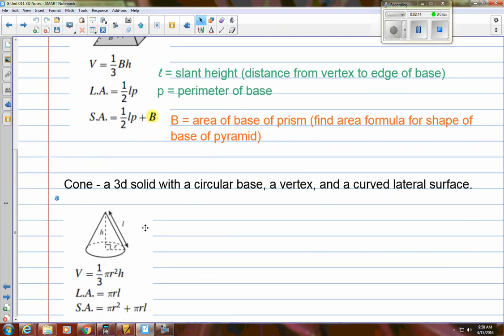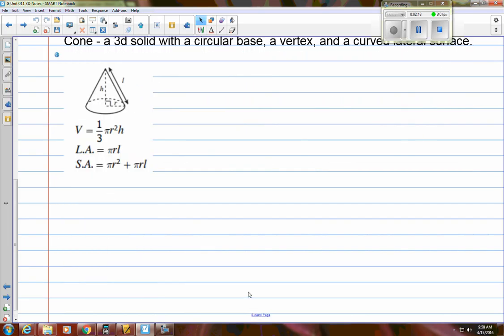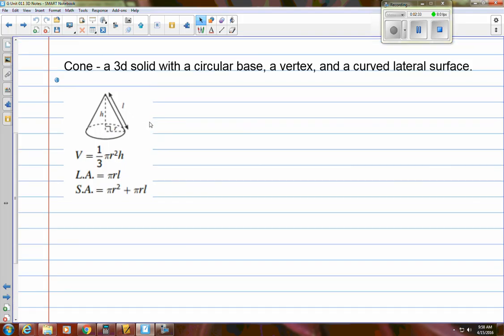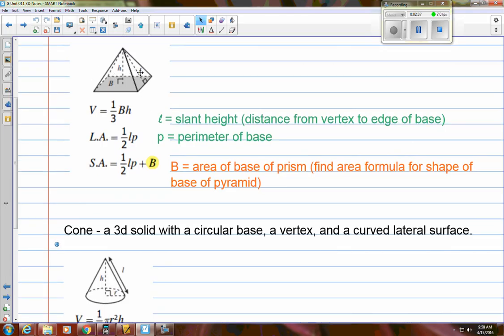Okay, for a cone, I think most of us know what a cone looks like. We've probably all been familiar with them since we were kids and getting ice cream cones. By definition, it's a 3D solid with a circular base, a vertex, and a curved lateral surface. So the lateral area, of course, is just the area of the curve. And I didn't mention that up here with pyramids. The lateral area would be the area just of all of your sides. And then the surface area would include the base as well.